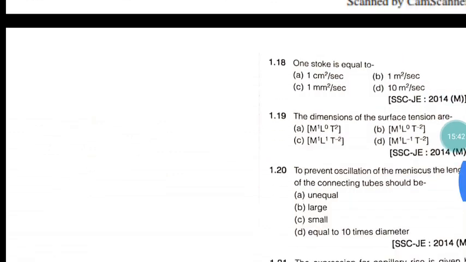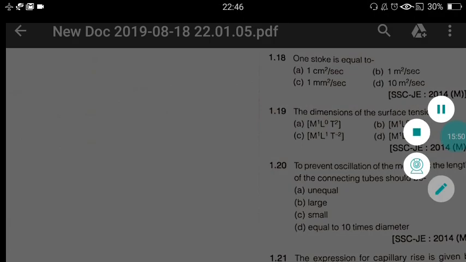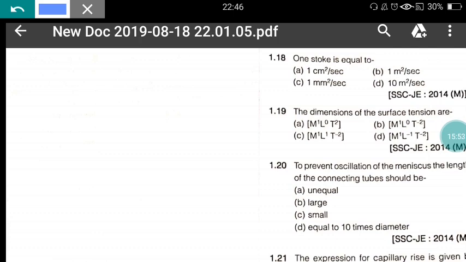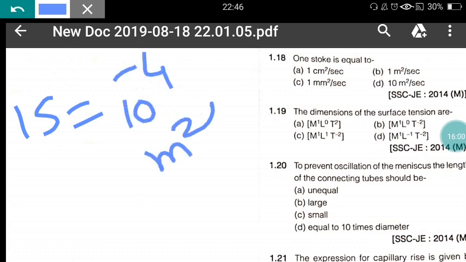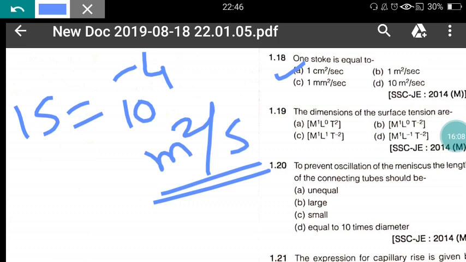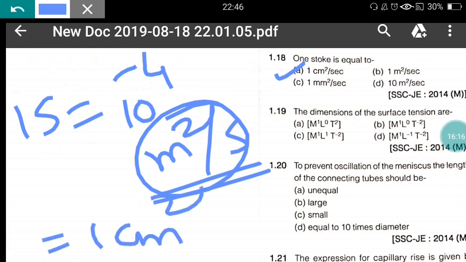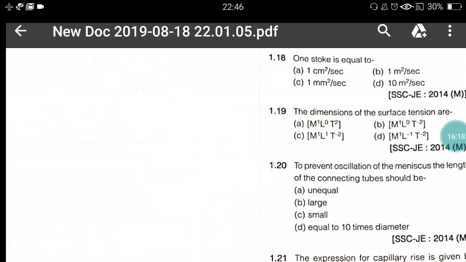Next question, question number 18. They're asking 1 stoke is equal to what? Stoke is the CGS unit of kinematic viscosity, and 1 stoke is nothing but 10 raised to minus 4 meter square per second. This is the value of 1 stoke. So the correct answer is 1 centimeter square per second in CGS. We can convert meter square to centimeter square. Option A is the correct answer.